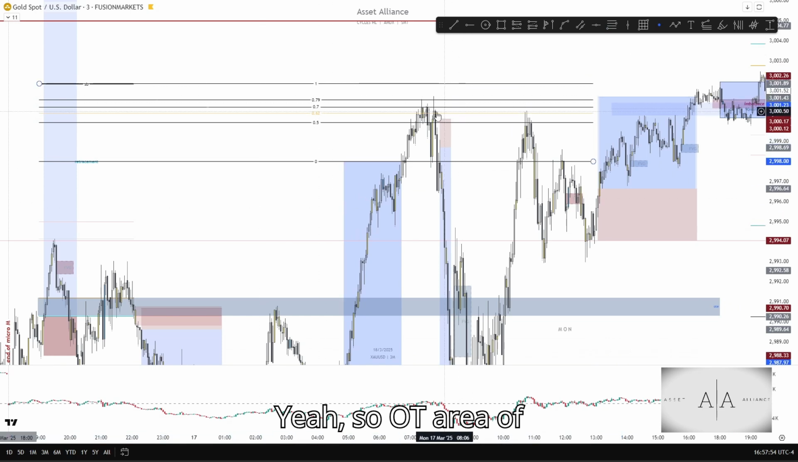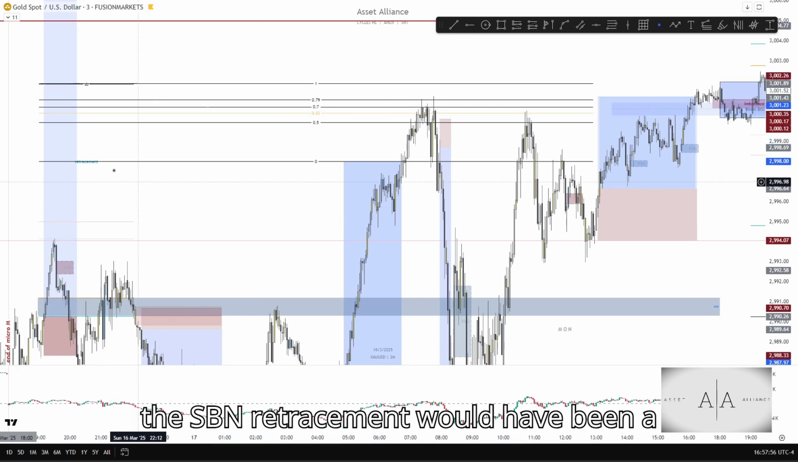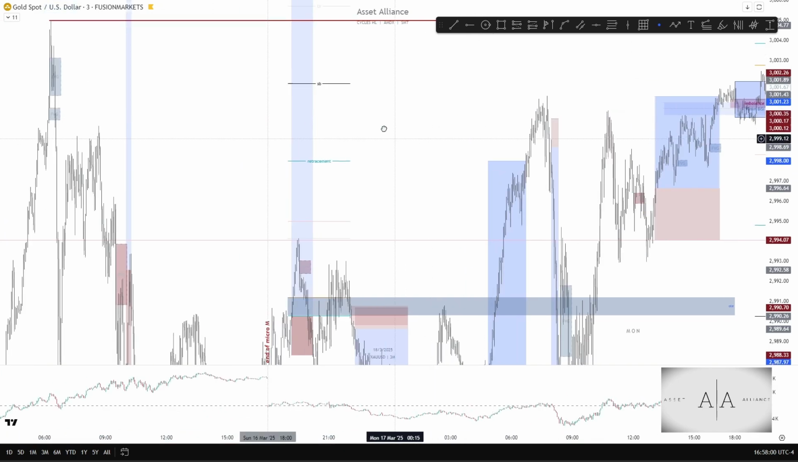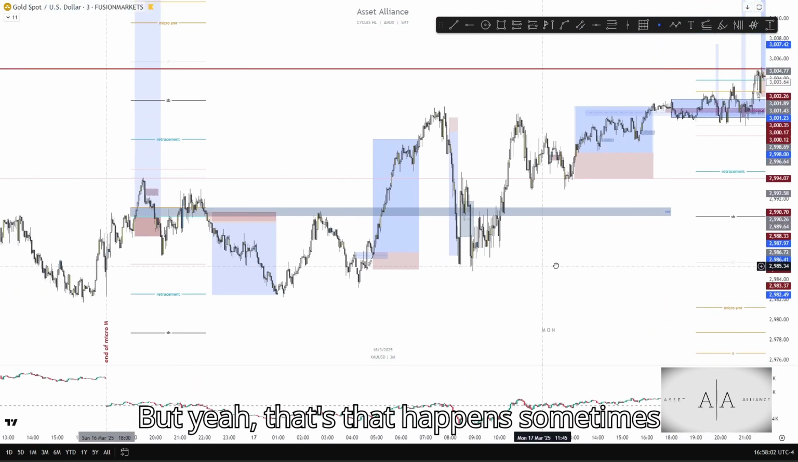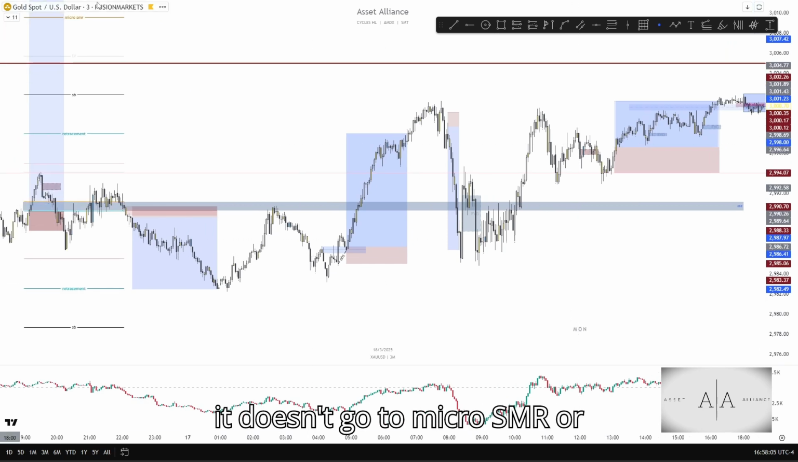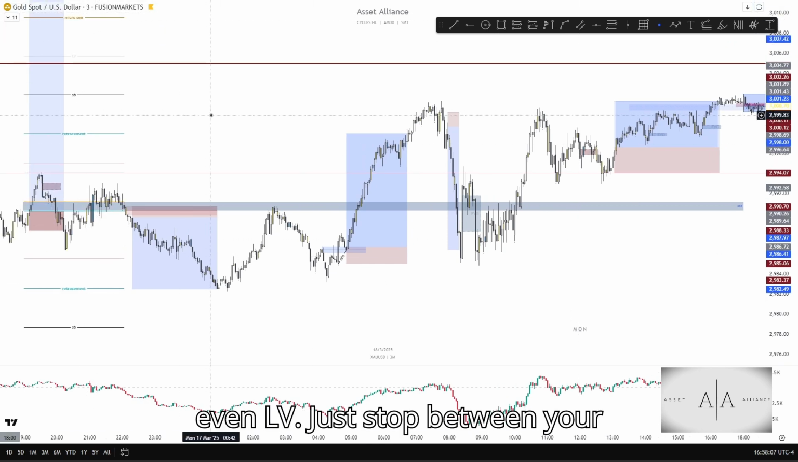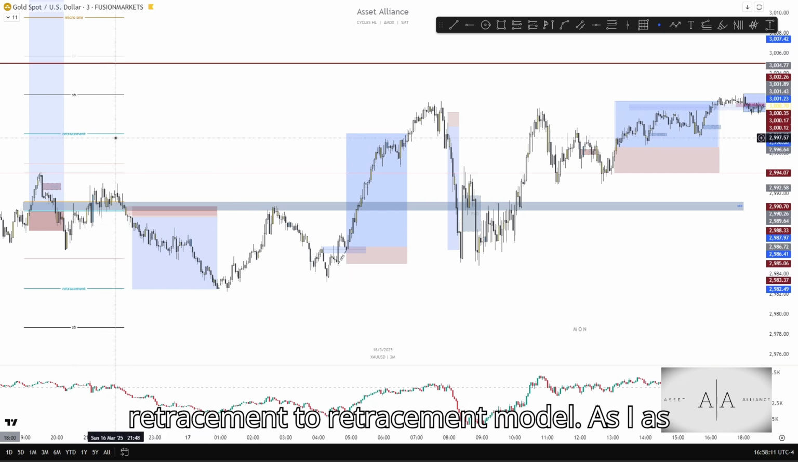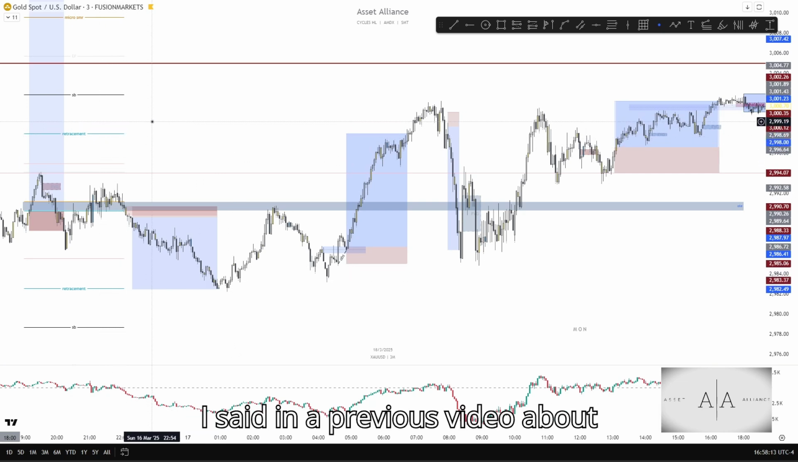Yeah, so OTE area of the SB and retracement would have been a high of day on that day. But yeah, that happens sometimes. It doesn't go to micro SMR or even LV. It just stopped between the retracement and SB. Now that's retracement to retracement model, as I said in a previous video about this OSTDV.